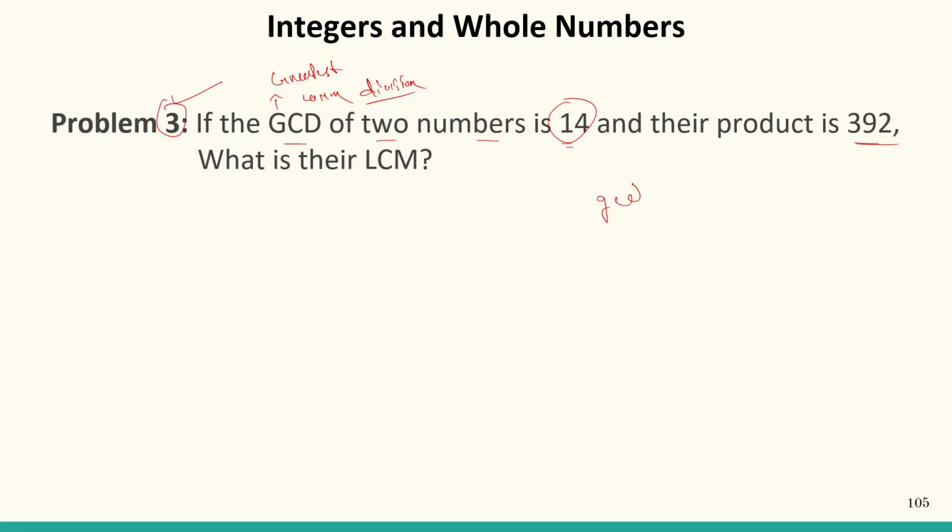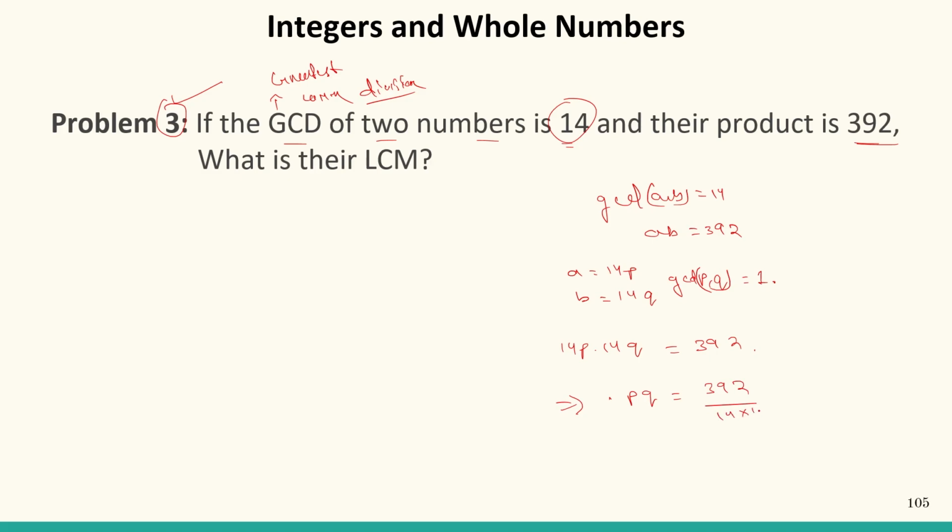So GCD of A and B is equal to 14, that is given here, and AB is given as 392, right? Since 14 is there, let A be equal to 14P, we can assume this, and B is equal to 14Q. And P and Q are co-primes, that is their GCD is equal to 1, greatest common divisor is equal to 1. So basically 14P into 14Q is equal to 392. So this implies that PQ is equal to 392 by 14 into 14.